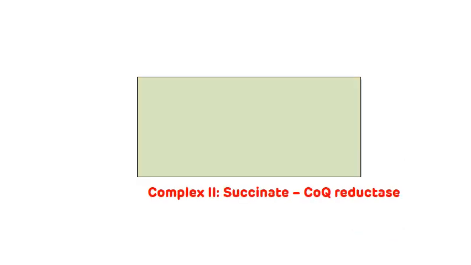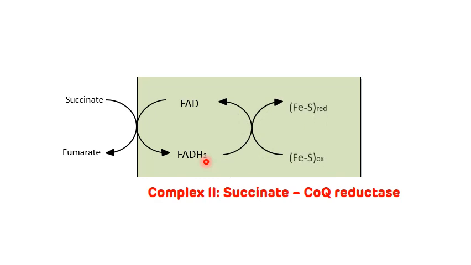Now let's see complex 2, which is known as a succinate coenzyme Q reductase, and this complex is in close proximity with that of TCA cycle. So remember the TCA cycle step, that is the conversion of succinate to the fumarate, and there is a synthesis of one molecule of FADH2. Fine. Now this electron from FADH2 will pass to the iron sulfur complex, and after receiving the electron, iron sulfur complex will be reduced, and this iron sulfur complex again will pass this pair of electron to the coenzyme Q. So coenzyme Q will get converted to the QH2.